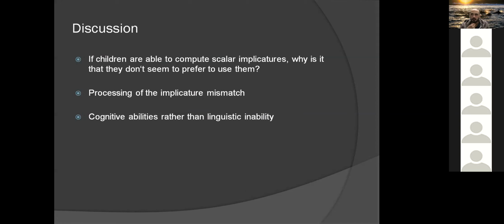What can we conclude? If children are able to compute scalar implicatures like we can suppose they can, why is it that they don't seem to prefer to use them? And I think it's also very safe to assume that it has to do with the processing of the implicature mismatch. It seems to be the case that it is cognitively more costly, maybe, and it's definitely not that they're unable to use them.